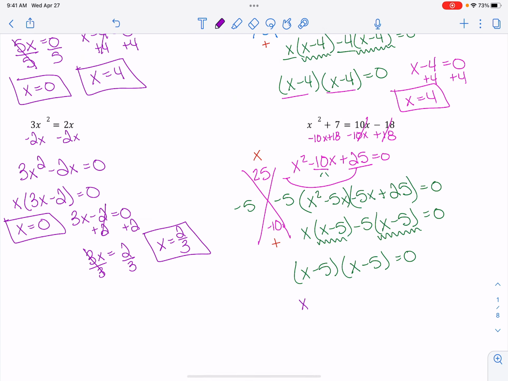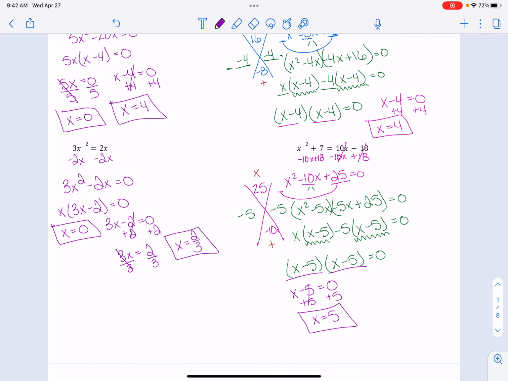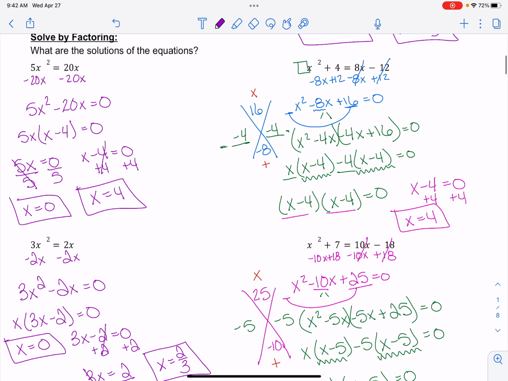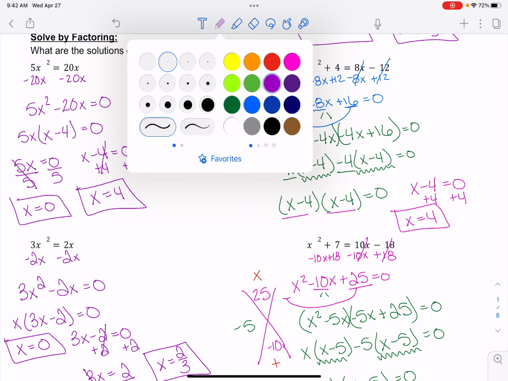And finally, our last step, we set those factors equal to 0. Again, notice they're the same, so we only have to do it once. So we add 5 to both sides, and we get x equals 5. So this is how we go about solving these problems using the zero product property whenever we are given an equation that we have to factor and then set the pieces equal to 0 to solve.